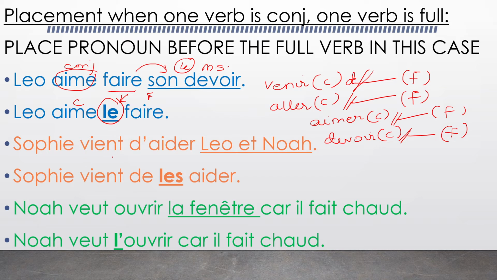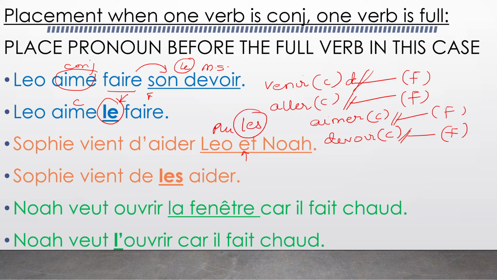Then Sophie vient d'aider Léo et Noah. Sophie has just helped Leo and Noah. If you want to say Sophie just helped them, how will you say that? This is obviously the direct object now because the action of helping is falling on these two. So they become the object. Now, they are plural, so you have to replace it with les. And where is that les placed now?